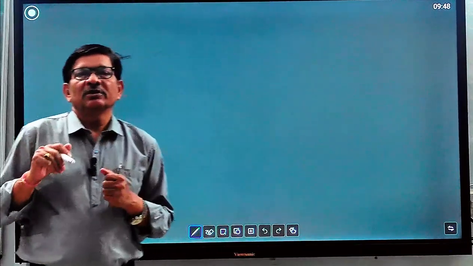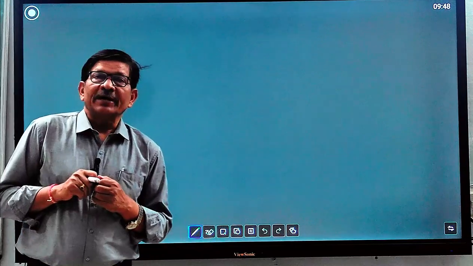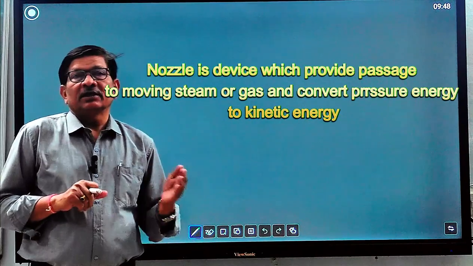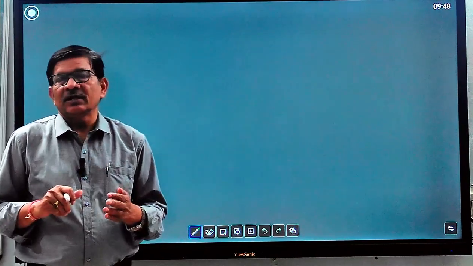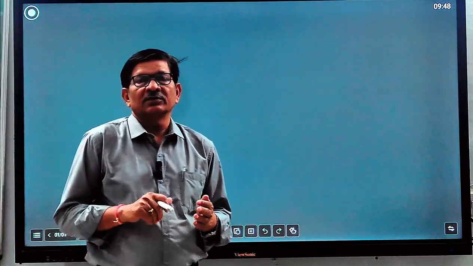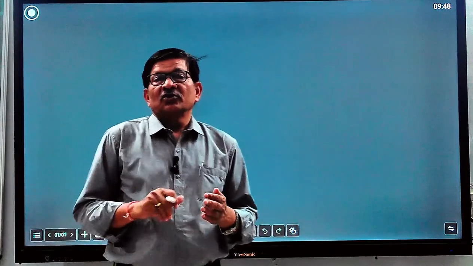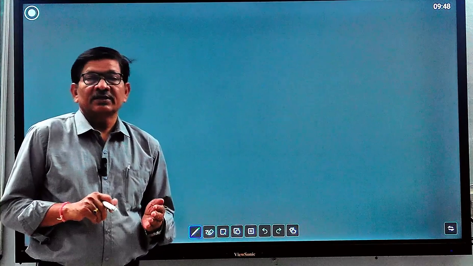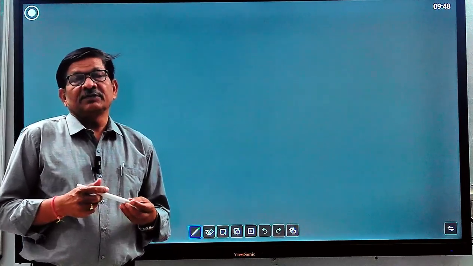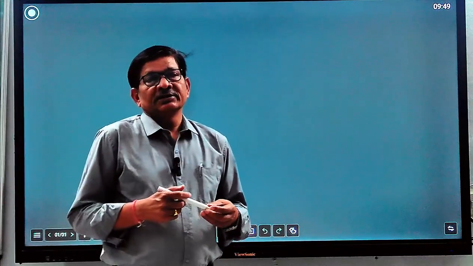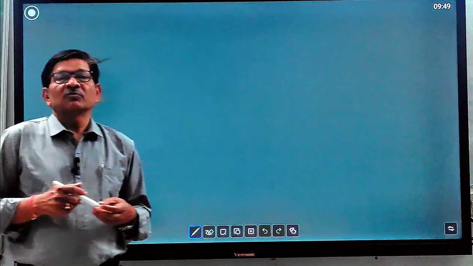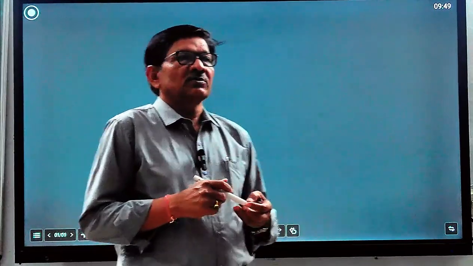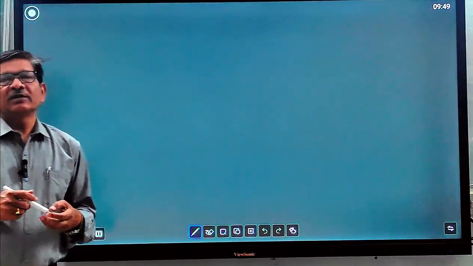Starting from the basics, what is a nozzle? A nozzle is a device which provides a passage for the flow of steam or gas, and the pressure energy and thermal heat energy of the steam or gas is converted into kinetic energy. So in a convergent-divergent nozzle, pressure and heat energy are converted into kinetic energy. If it is a diffuser, then kinetic energy is converted into pressure energy. Whatever the function, we use different types of nozzles and diffusers.